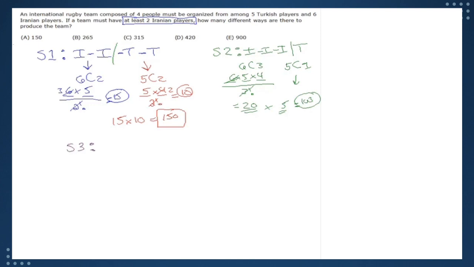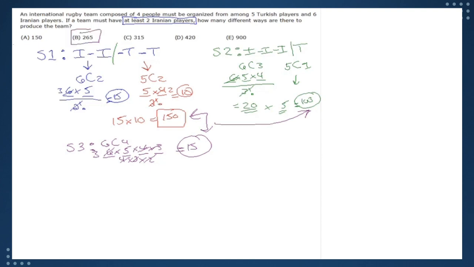So in scenario 3, well, now we have 4 Iranians. The whole team is going to be consisting of Iranians. Again, we know there's 6 of them. So 6 choose 4, do our slots, 6 times 5 times 4 times 3. We're going to divide that by 4 times 3 times 2. Notice that is 15. So when we sum all of these guys together, we get a grand total of 265.